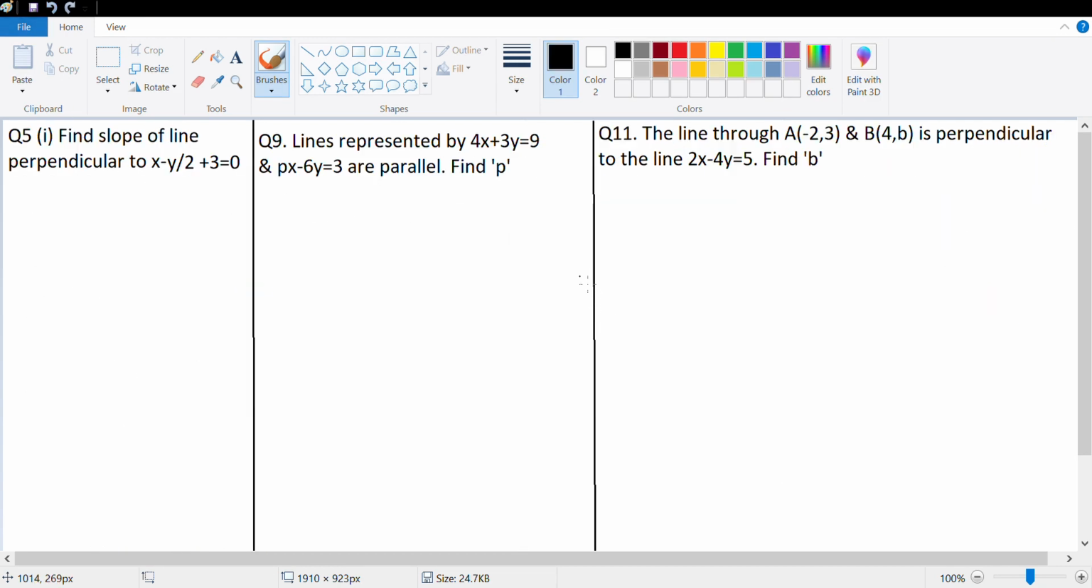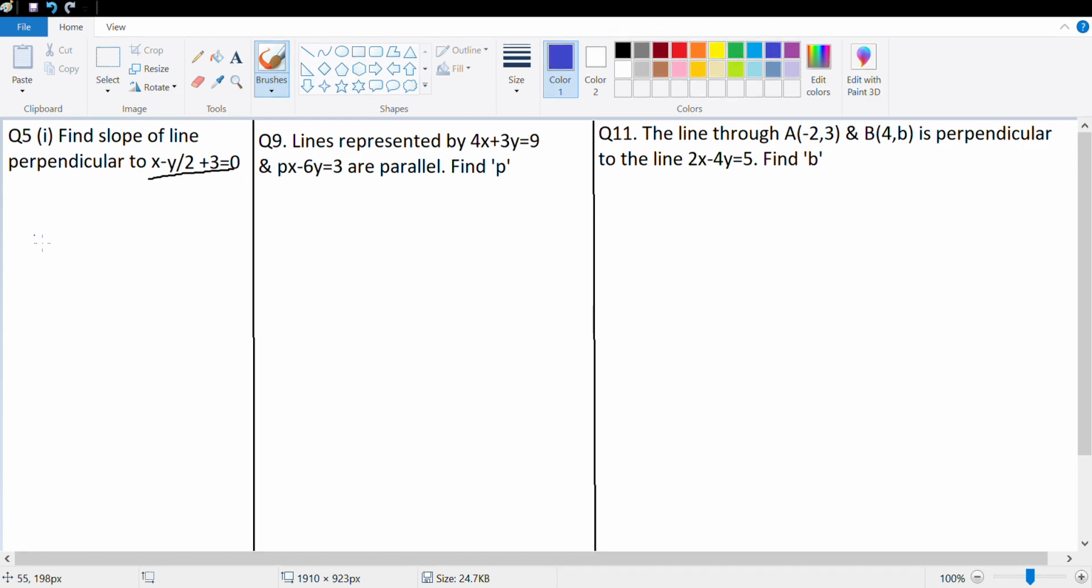The next question that we do is question number 5, part 1. It says find the slope of the line which is perpendicular to x minus y by 2 plus 3 is equal to 0. So let's find the slope of this first.